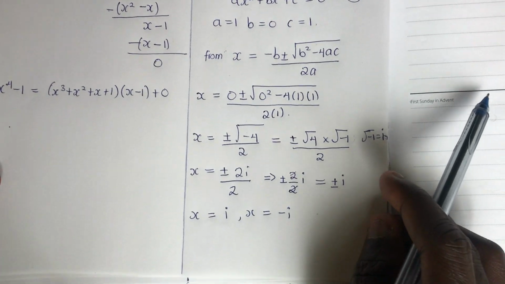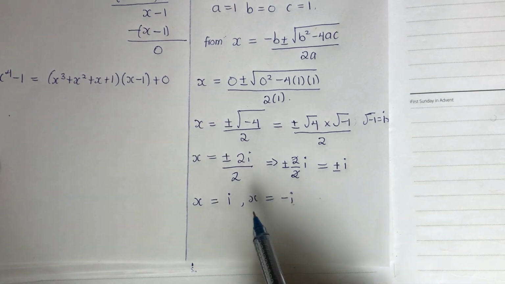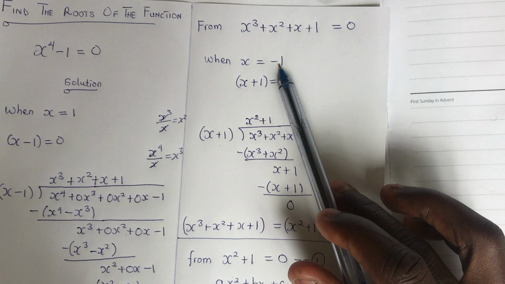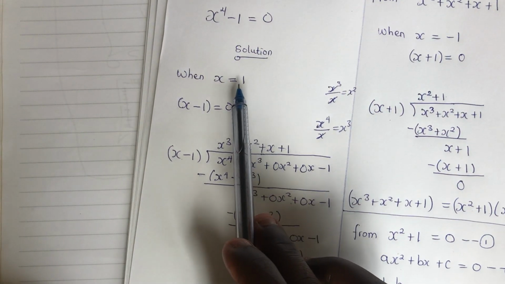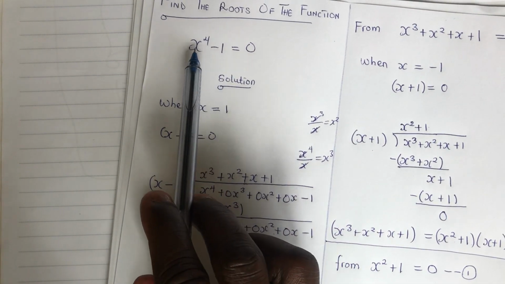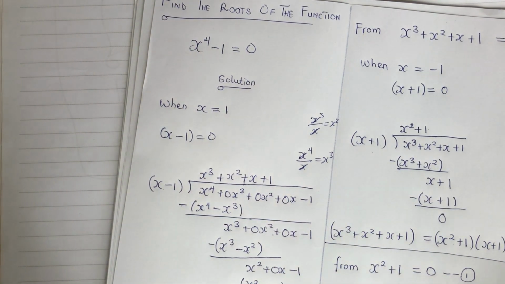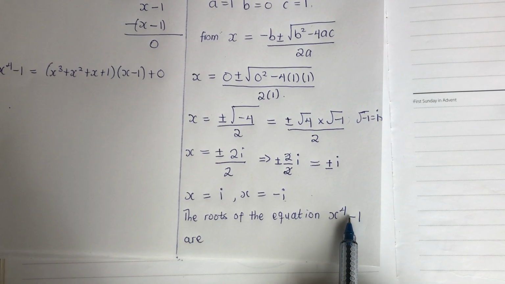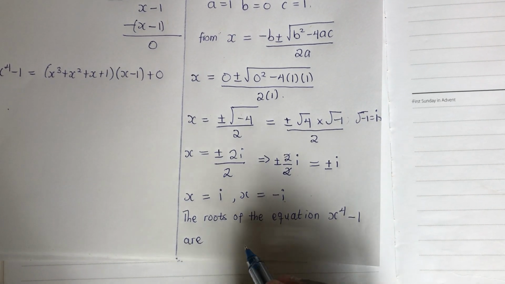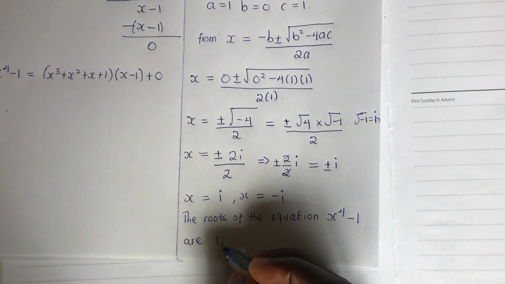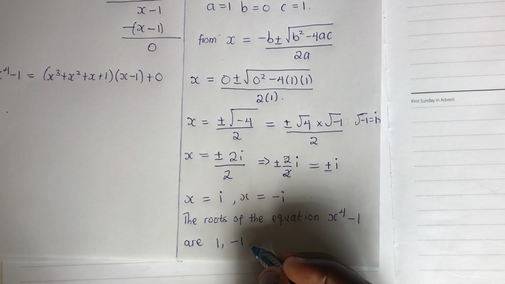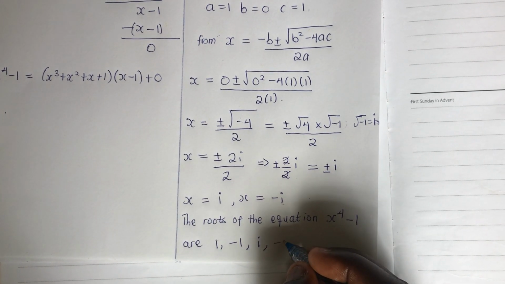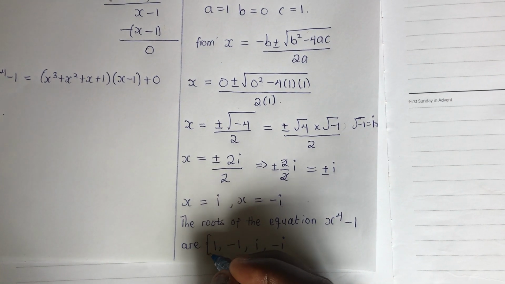They are all complex. So now this is what we have. Now this 2 plus this one plus this one, add the roots of x raised to the power 4 minus 1 equal to what? 0. So the roots of the equation x raised to the power 4 minus 1 are: the first one we got, 1, the next one was minus 1, the third one was i, and the fourth one was minus i. So these are our roots.